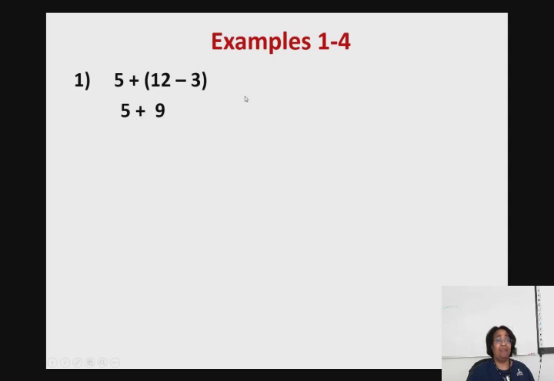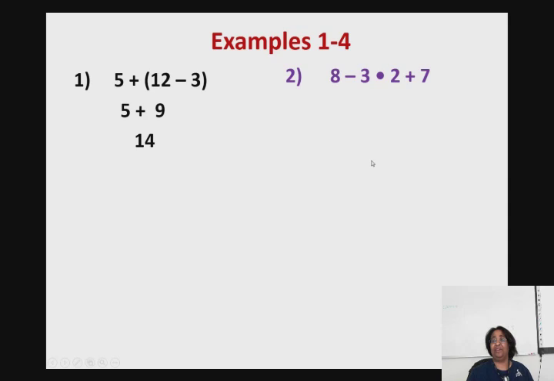So I rewrite the problem. That helps me. So I keep the 5, but what I'm going to do first mathematically is the 12 minus 3, and I get 9. Now I'm going to just do 5 plus 9, which is 14.